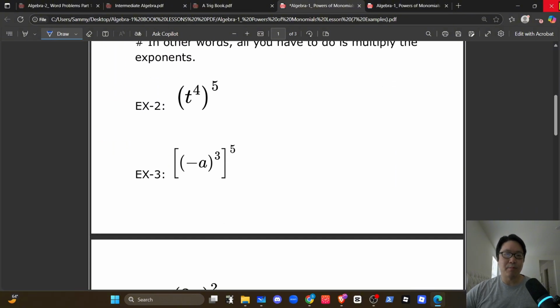So let's try an example. Here we have t raised to the 4th power raised to the 5th power. So that's going to be t, keep the base, raised to the power of 4 times 5, which is 20. Okay, that's going to be your answer.